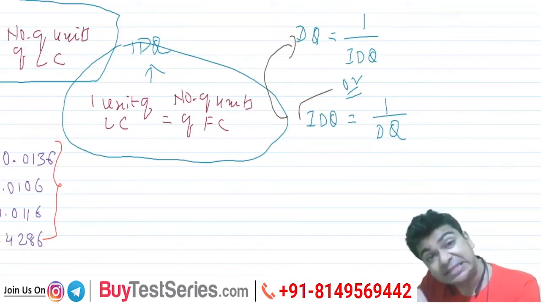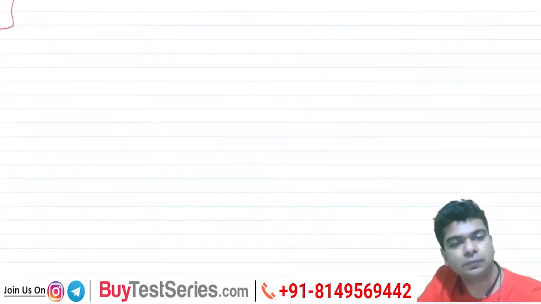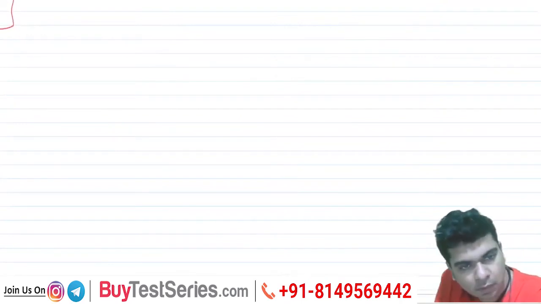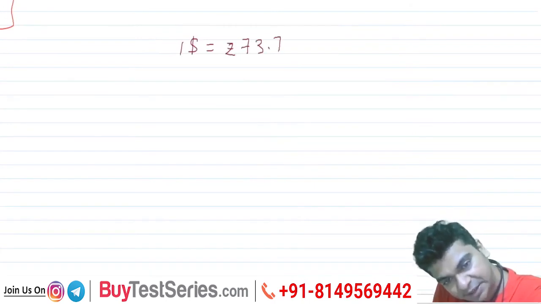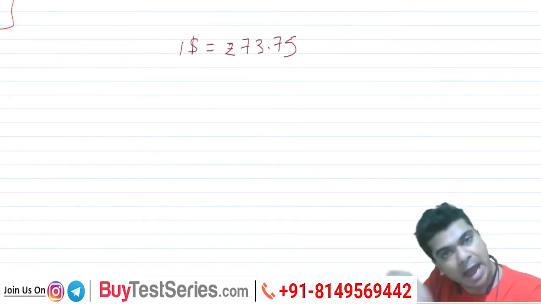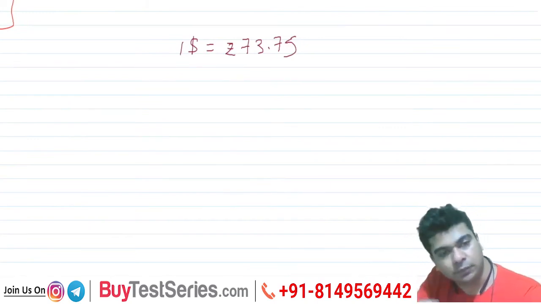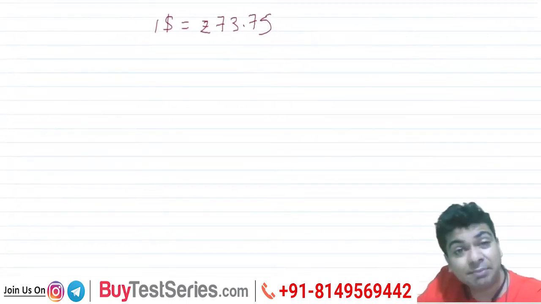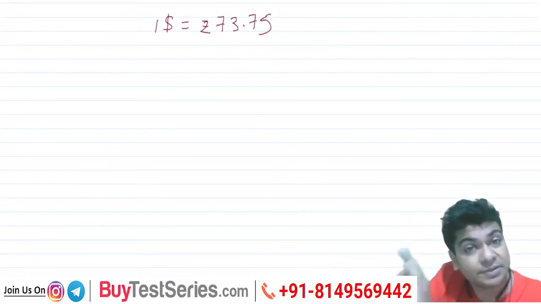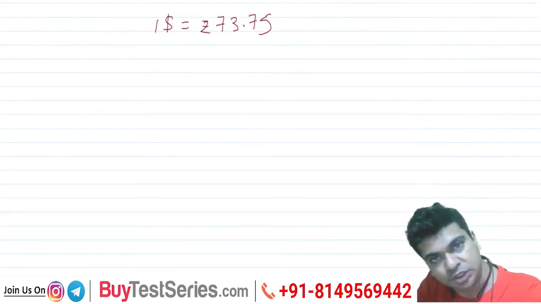Now, one extremely important thing. I say $1 is equal to rupees 73.75. I ask you the question, is it a direct quotation or an indirect quotation? Okay, I'm writing on the screen $1 equals rupees 73.75. The question that I'm asking you is, is this a direct quotation or is it an indirect quotation?